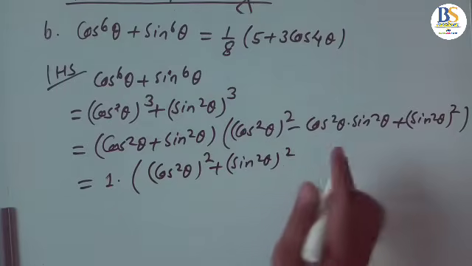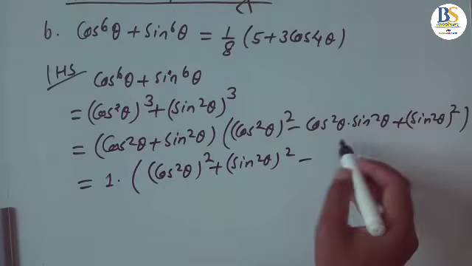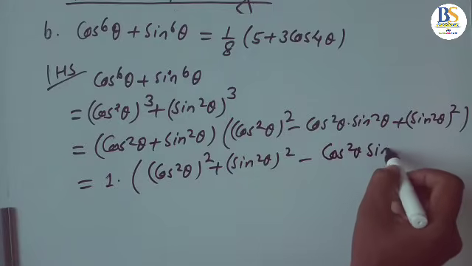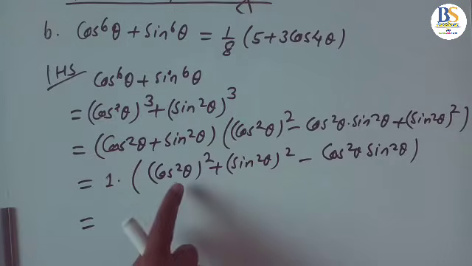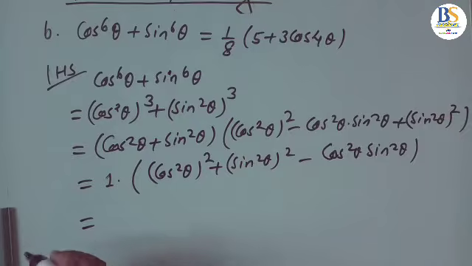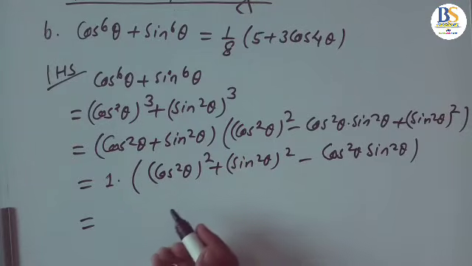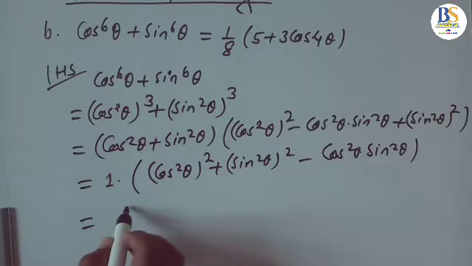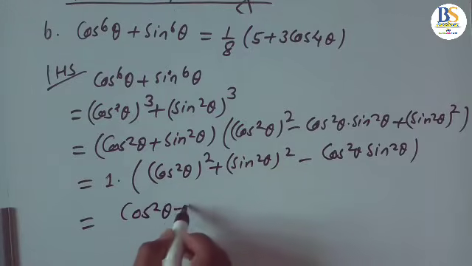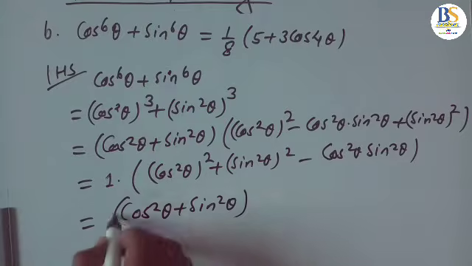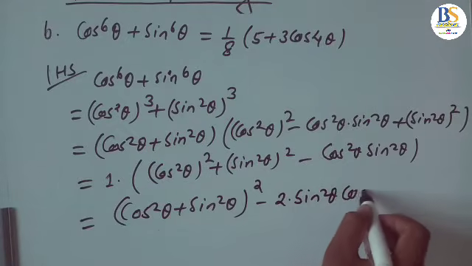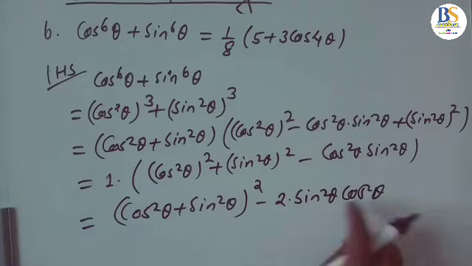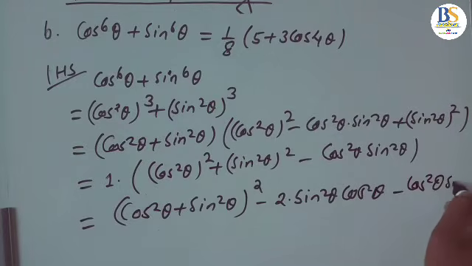Arrange these two terms at first. Then write down this term as it is, cos square theta sin square theta. Then 1 times this term is as it is, and these two terms are in the form of a square plus b square. Then a square plus b square is a plus b whole square minus 2ab. Now write down a plus b whole square means cos square theta plus sin square theta whole square minus 2ab, 2 sin square theta cos square theta, minus cos square theta sin square theta.